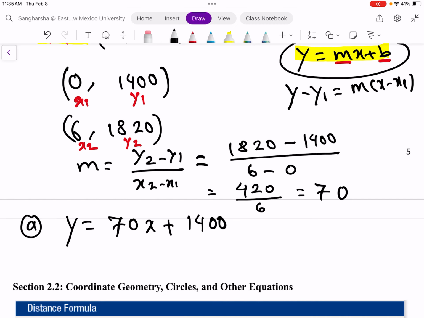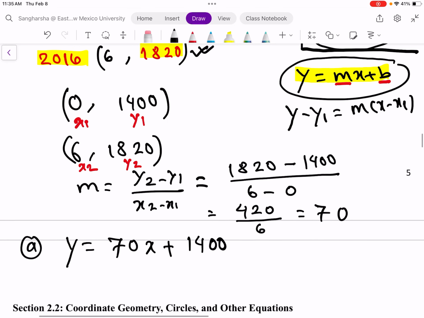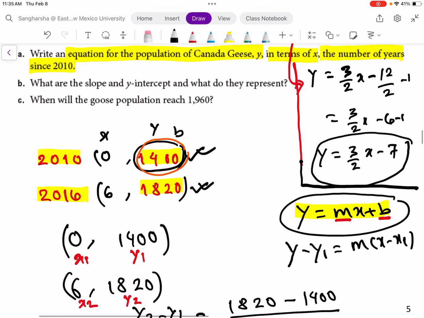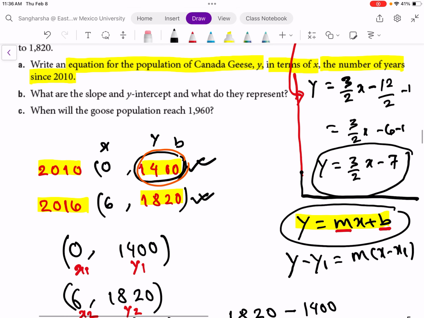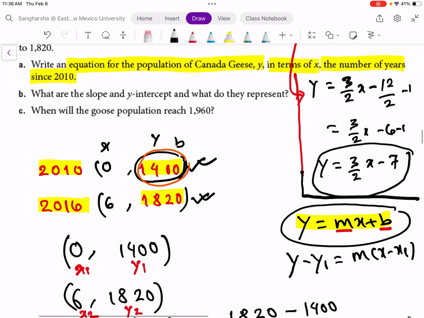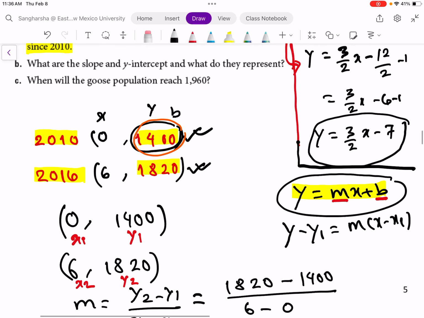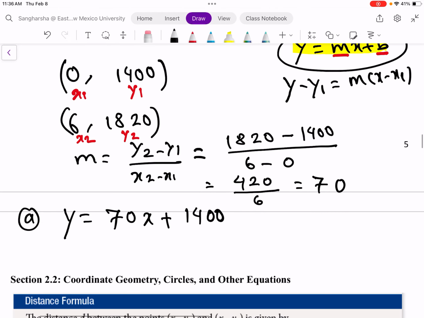Okay, let's go to the next one. In number b, we are asked what are the slope and y-intercept, and what do they represent. Can you tell me what are the slope and y-intercept for this equation? What is the slope m? The coefficient of x, which is 70, right? And the constant y-intercept is 1400.